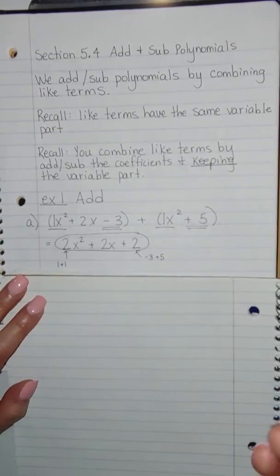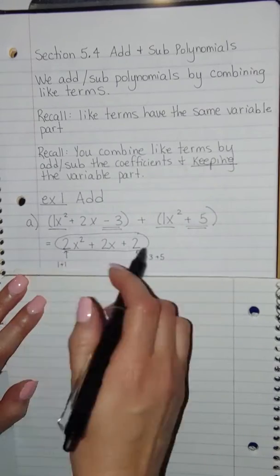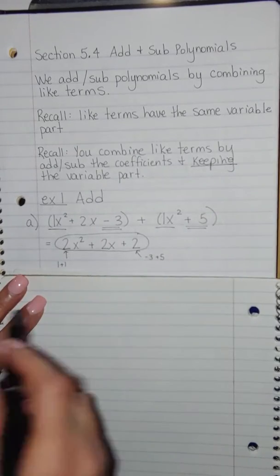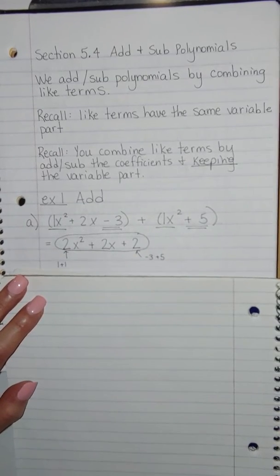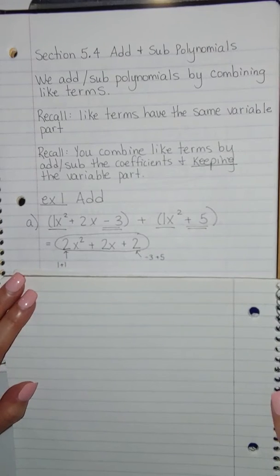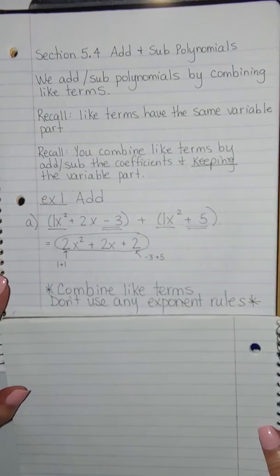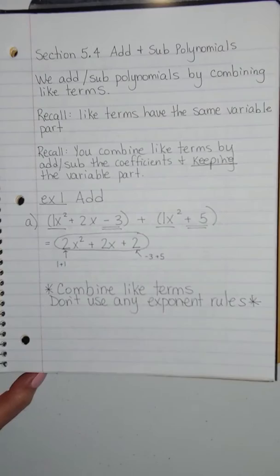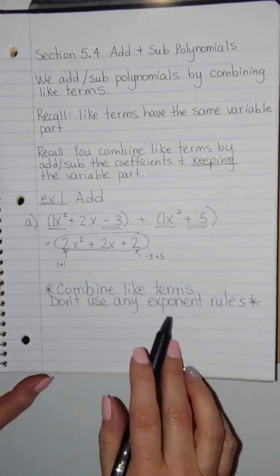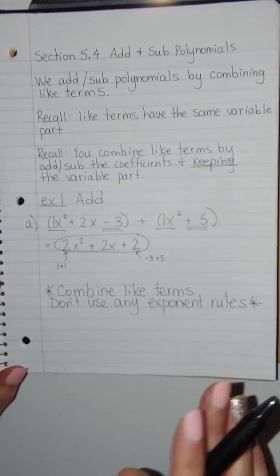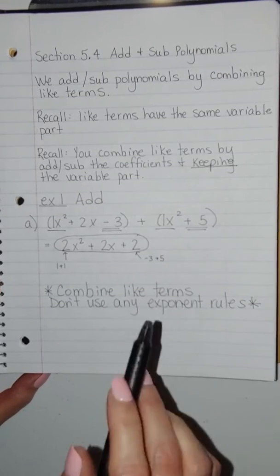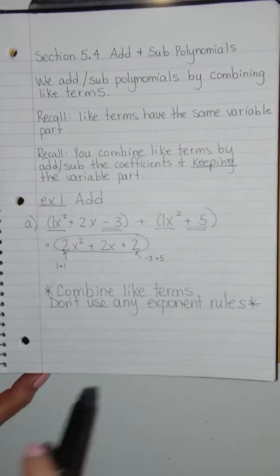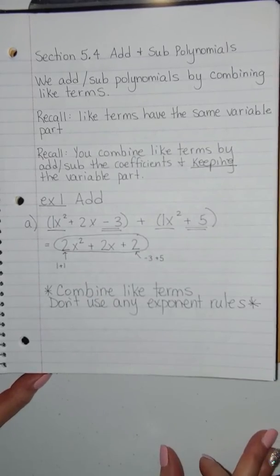That's about as good as we can do. None of these are like terms, so we can't combine any of these. Now, you could factor out a 2 if you knew how to do that, but I don't expect you guys to know how to do that because we're going to do that in the next chapter. So that's as good as we get. Now, remember that combining like terms does not use our exponent rules. We're just combining the coefficients. The exponents are used to identify the like terms, and then we combine the coefficients.